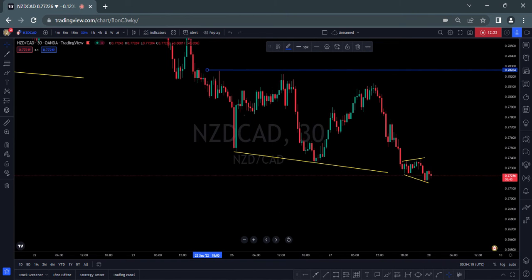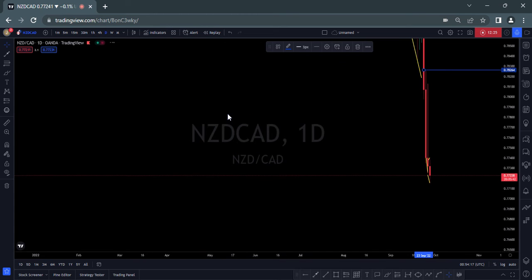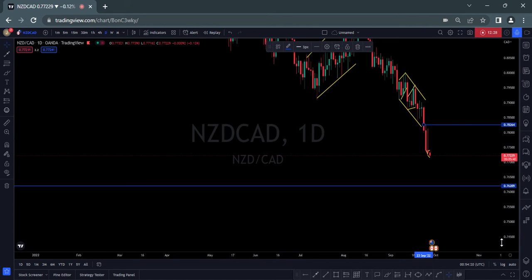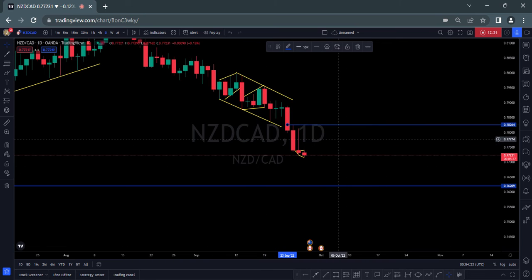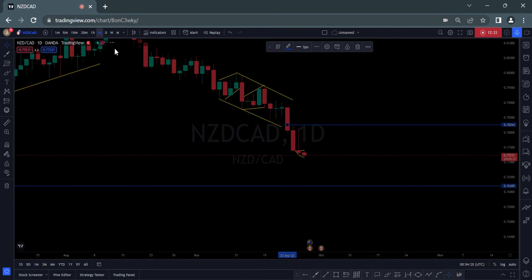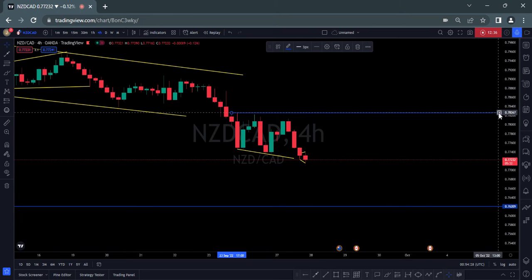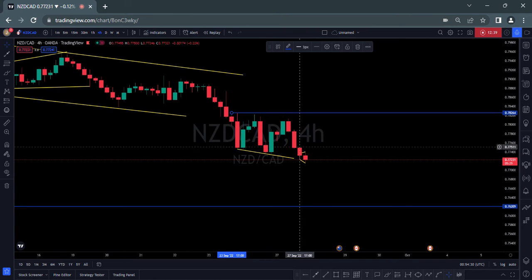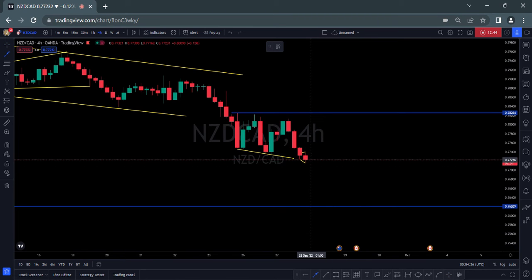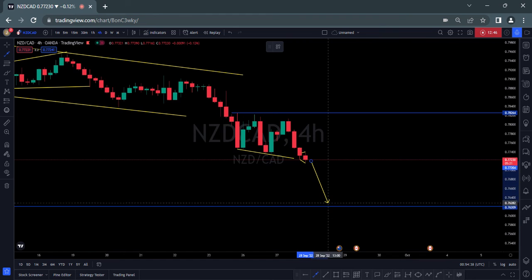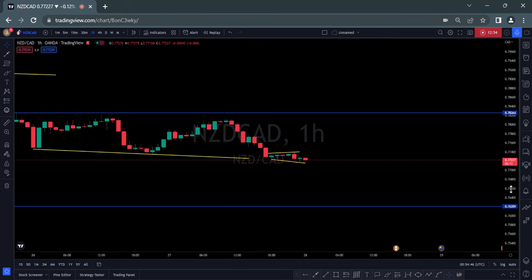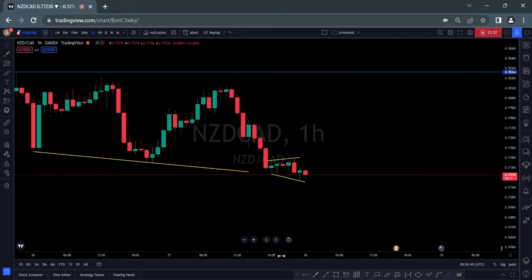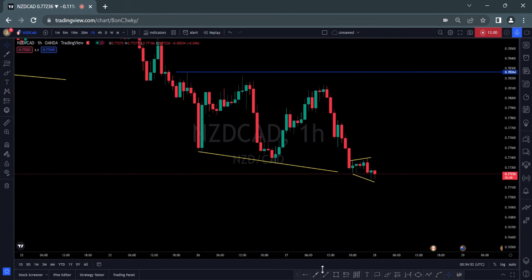So let's see, this is NZDCAD. Yeah, we have been on a downtrend. So let's see the 4 hour. It's trying to form a structure correction. With the information it's giving us, I still feel it has room to get to the downside. You can see it has already rallied away from this structure.